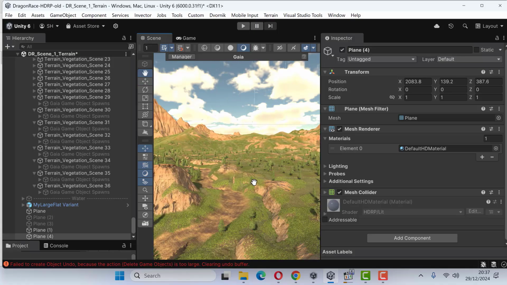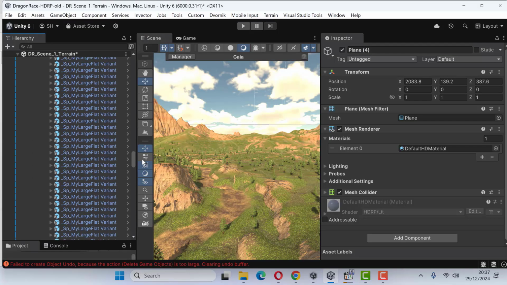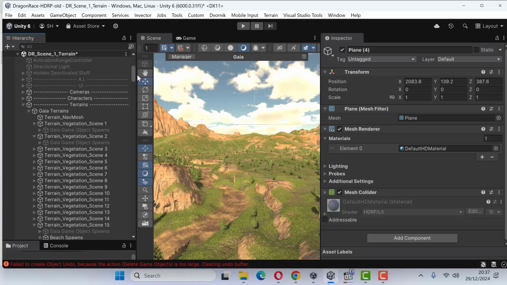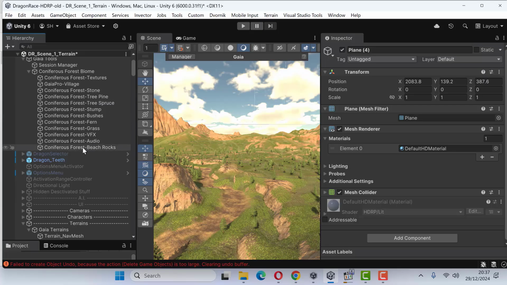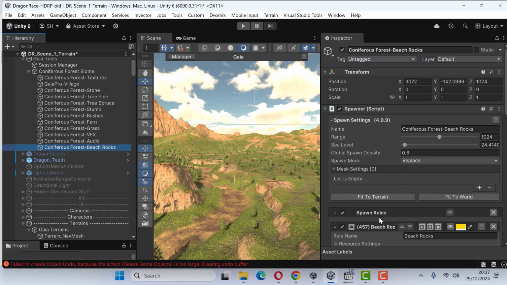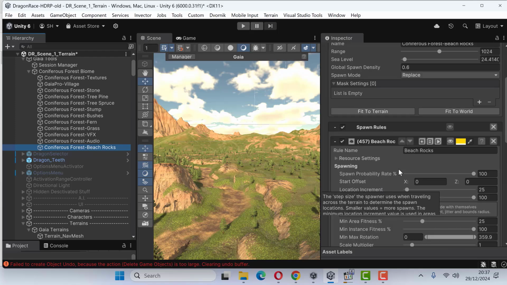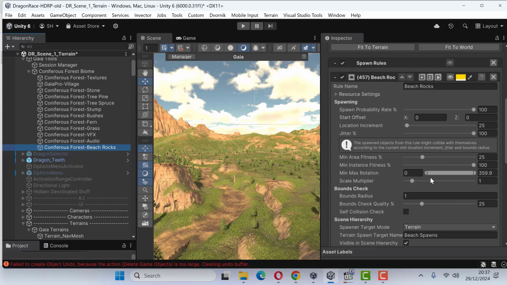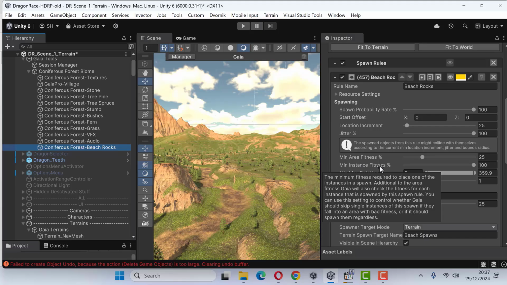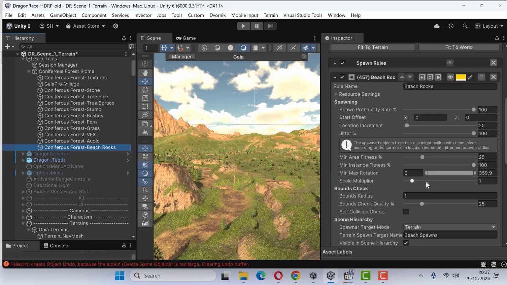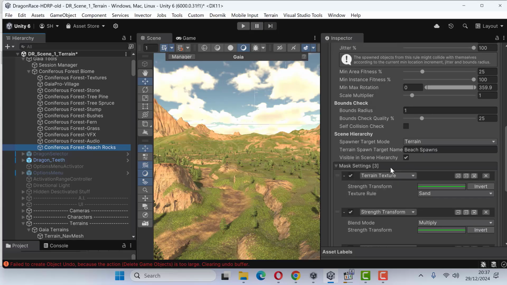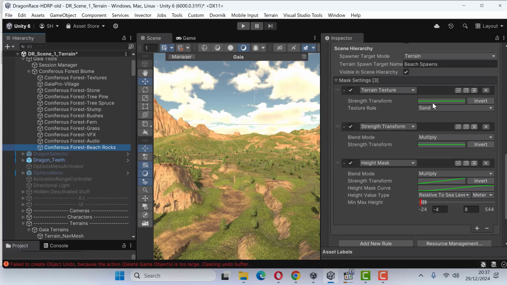I mean, how does that translate? Here's the settings I used. It's actually impossible that it's 457. Minimum instance fitness. I changed this to, it's got to be full strength sand. So why it's spawning them on grass, that's anybody's guess.